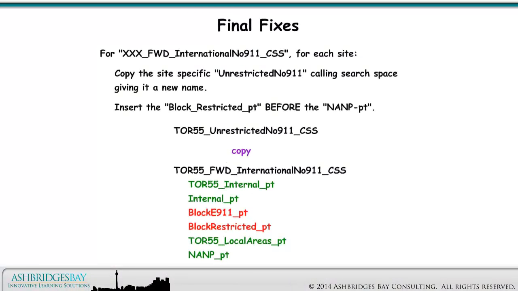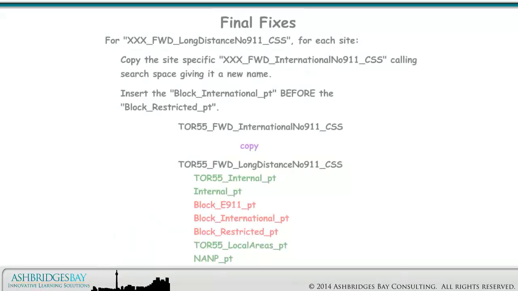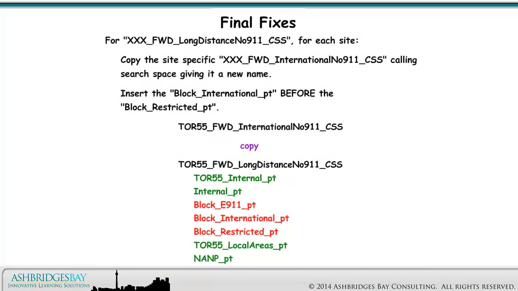For XXX Forward International No 911 calling search space, for each site, copy the site-specific unrestricted No 911 calling search space, giving it a new name. Insert the block restricted partition before the NANP partition. For XXX Forward Long Distance No 911 calling search space for each site, copy the site-specific XXX Forward International No 911 calling search space, giving it a new name. Insert the block international partition before the block restricted partition.